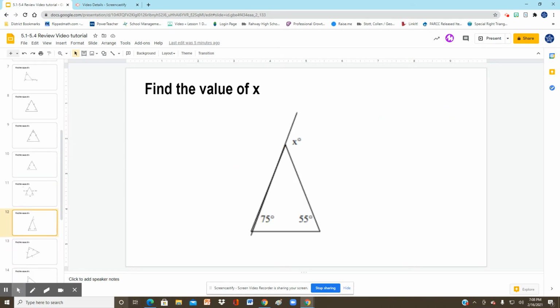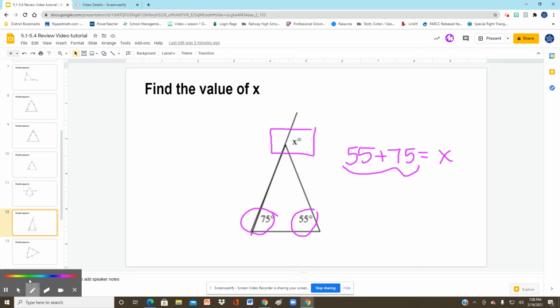All right, next problem. Here we're bringing back our remote interior angles again. So here are the two remote interior angles. Here is the exterior angle. So now that we know our theorem, we can say that 55 plus 75 equals x. So we would simplify our left-hand side to get our sum, and that would be our value for x.